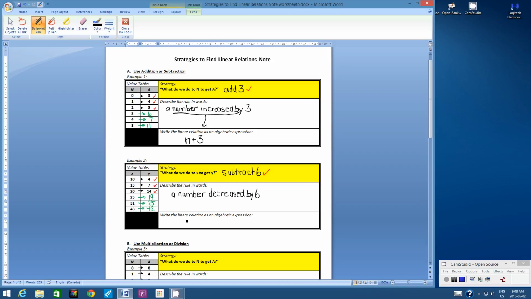All right, the last step. Write the linear relation as an algebraic expression. So I need you to translate this statement in words into an algebraic expression using the letter n. Actually, in this case, we can use the letter x, can't we? Because x is this column right here. So let's do that. Now it wouldn't be wrong if you used n. All right, so how about we have x subtract 6. A number decreased by 6.